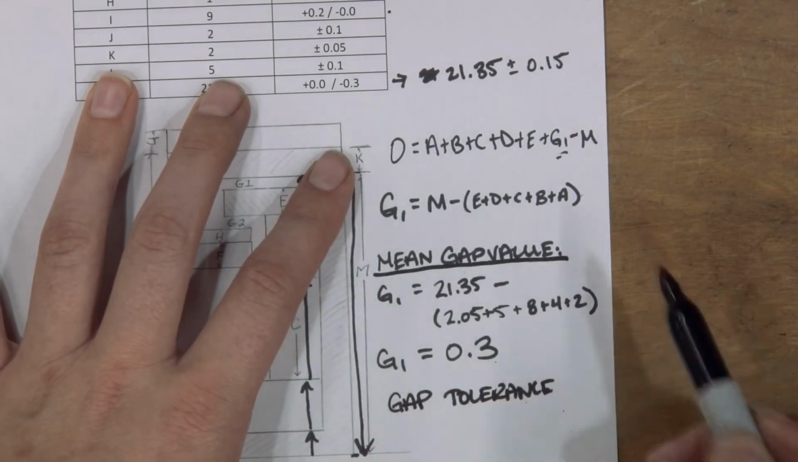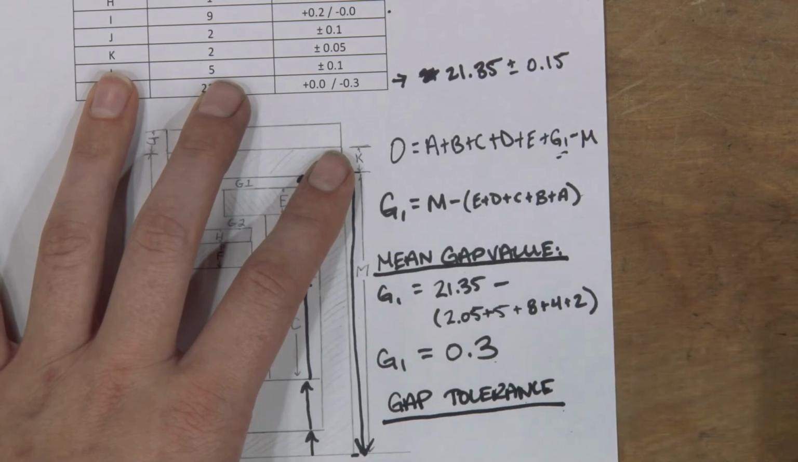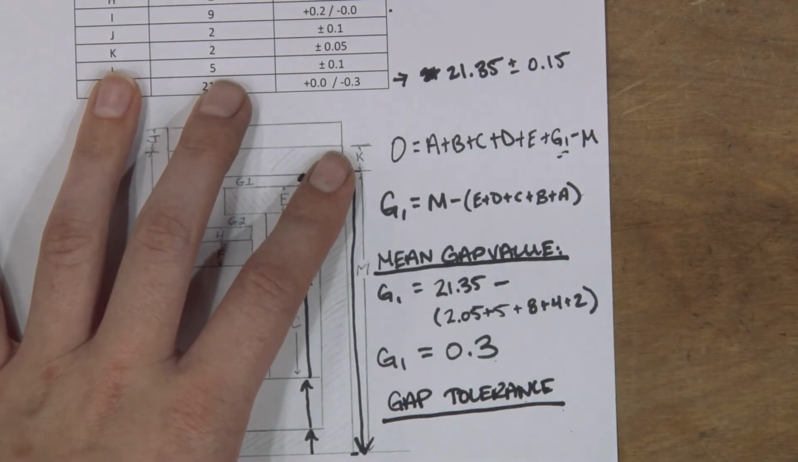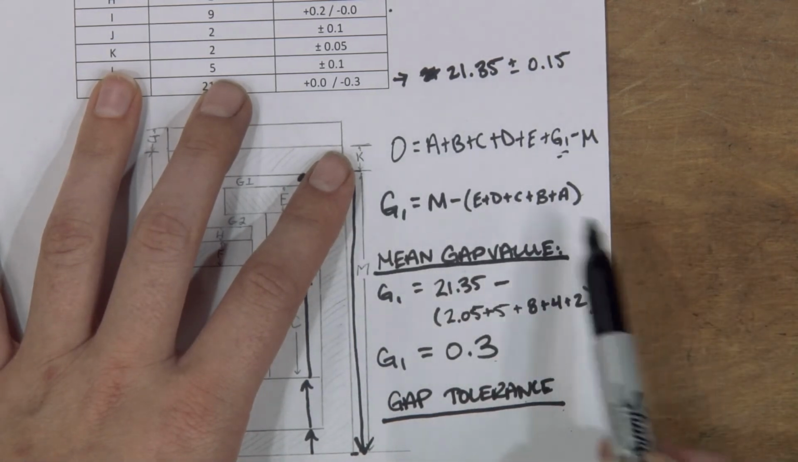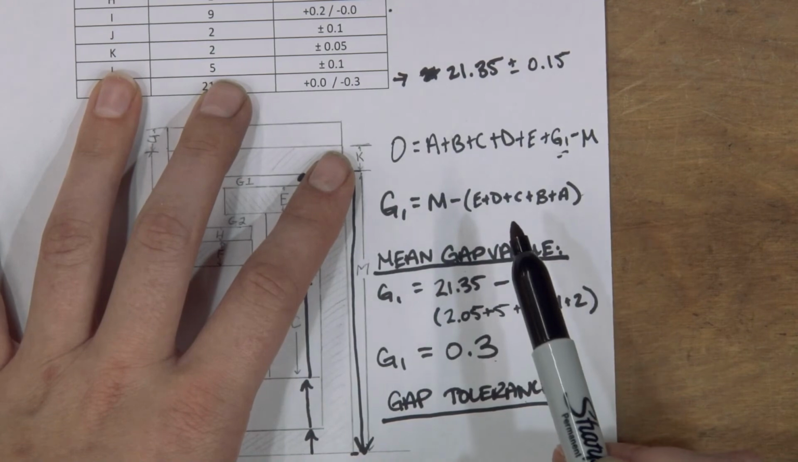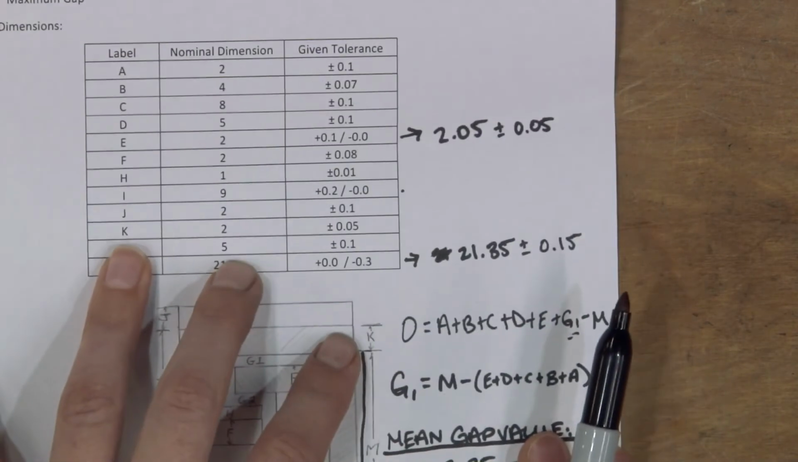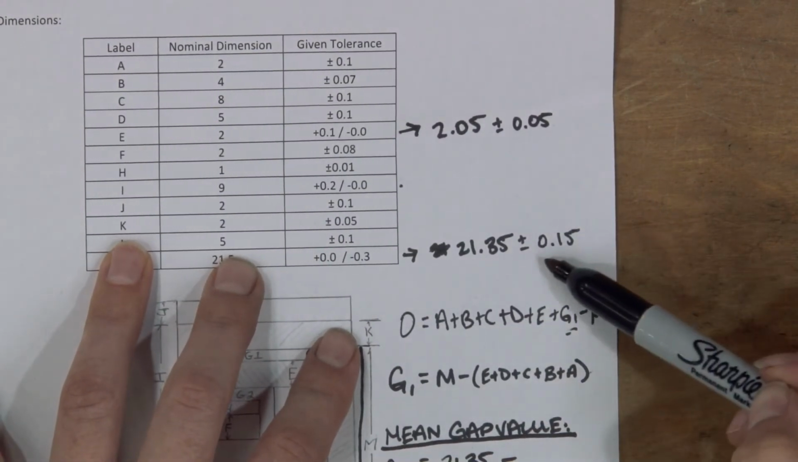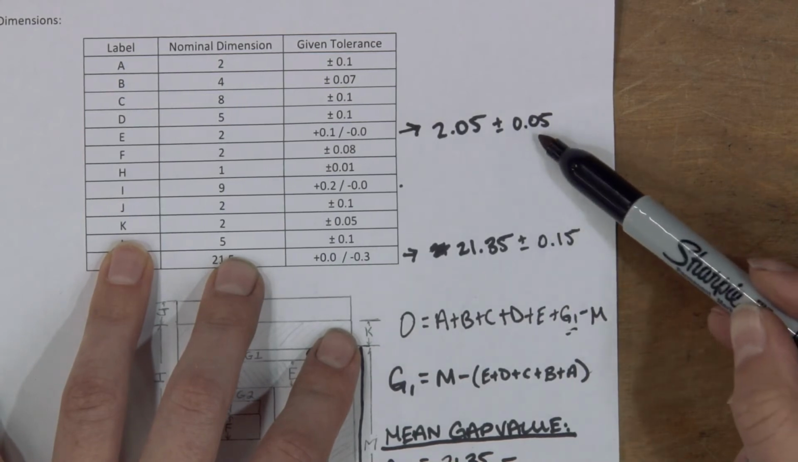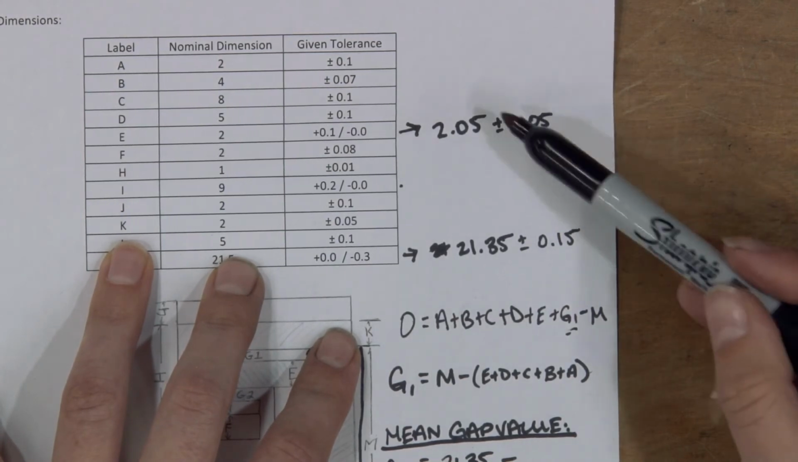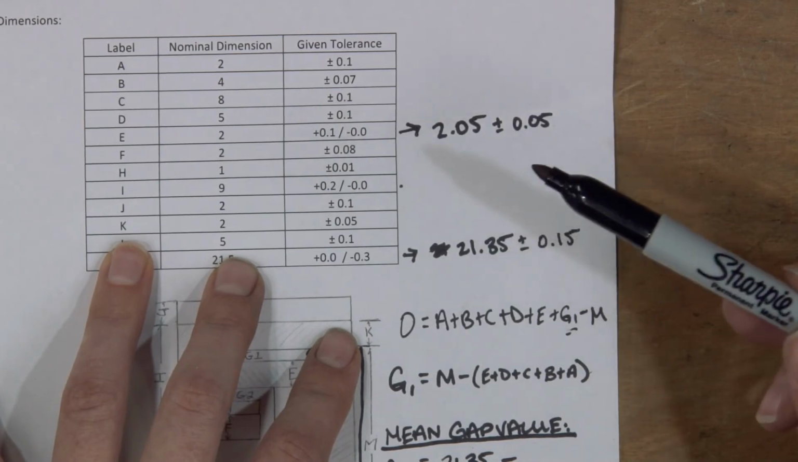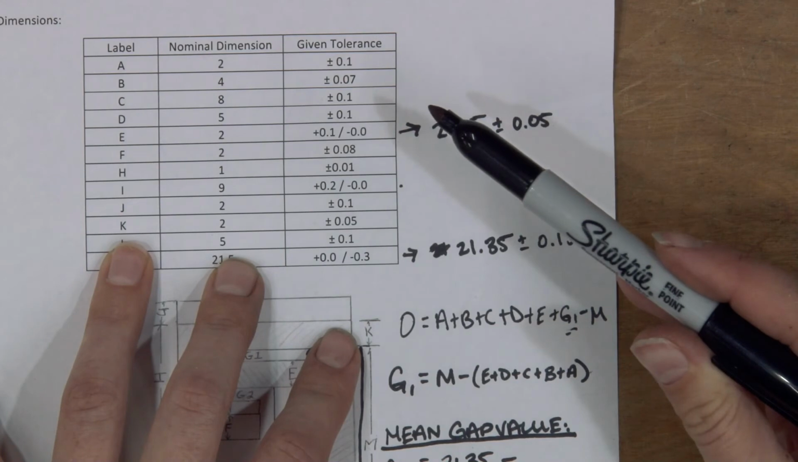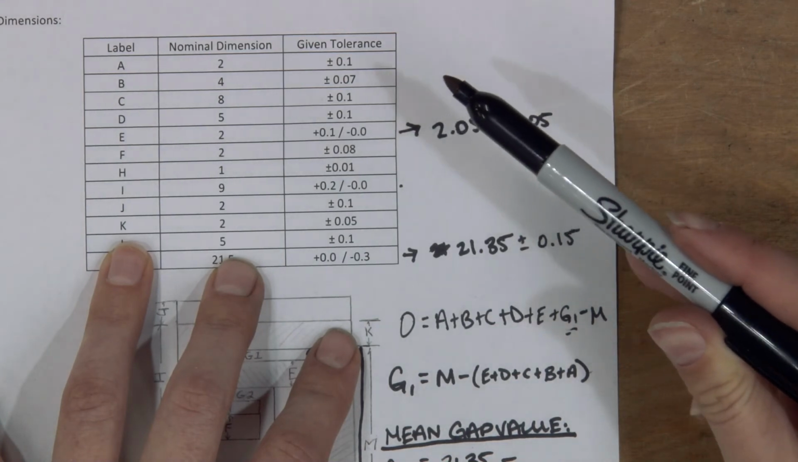All right, so that was my mean gap value. This would be my gap tolerance here. So how do I calculate my gap tolerance? For the gap tolerance, it's easy. We just take every value that was used in my loop diagram and add all those tolerances together. So if I look up here, I need the tolerance for M, which is 0.15, the tolerance for E, D, C, B, and A. So I should get 0.15 plus 0.05 plus 0.1 plus 0.1 plus 0.07 plus 0.1.